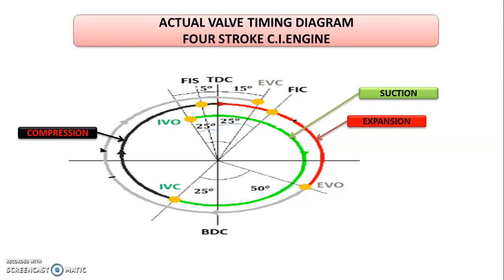So dear students, in this way we have studied the valve timing diagram for 4-stroke SI and CI engines. In MSBT, the questions on the valve timing diagram are: draw the actual valve timing diagram for an SI engine. Draw and explain with a neat sketch the theoretical valve timing diagram for a CI engine. Similarly, draw and explain with a neat sketch the actual valve timing diagram for a diesel engine.